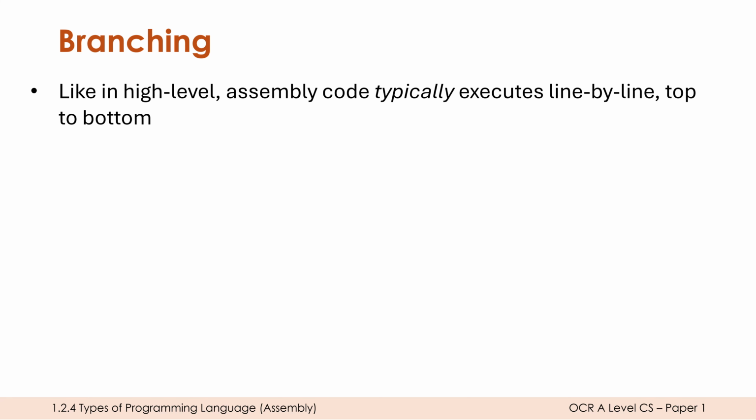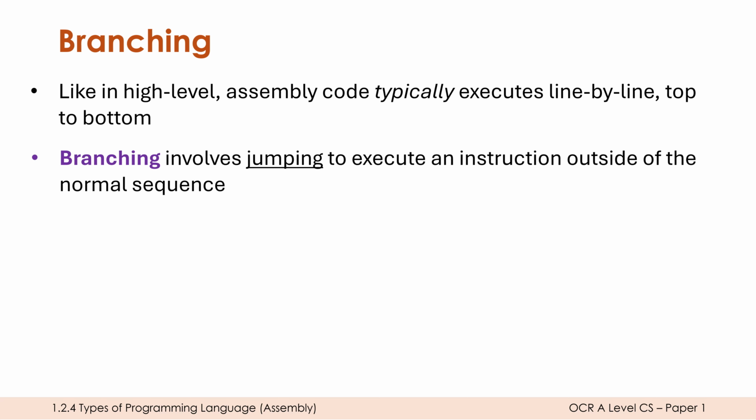Like in high-level languages, assembly code typically will execute line by line, top to bottom. This is what you might call a sequence block of code. By default, it just executes top to bottom without any breaks. In high-level languages, we're able to use if statements and loops to break this typical behavior, and we use branching to do that in assembly code. So branching is where, instead of following this line by line sequence approach, we jump to execute an instruction outside of this normal sequence. Jump is a word we can use here. We jump between lines. That's what branching is.